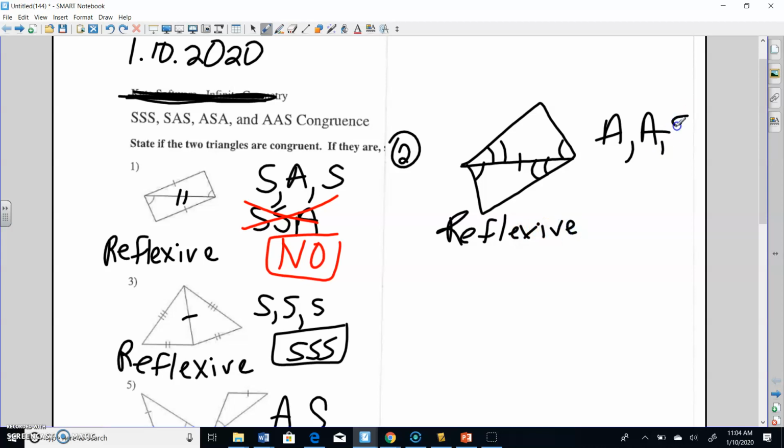So that gives us an S. So we do have angle, angle, side theorem. We have angle, side, angle postulate. So which of the two is it going to be? Well, if the side is in between the two congruent angles, it's angle, side, angle. Is that the case here? Yeah, it's in between the two. So these are going to be congruent by angle, side, angle.